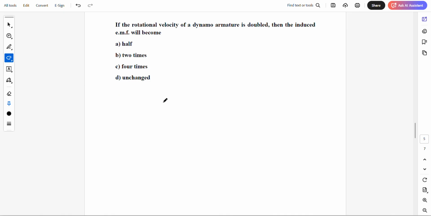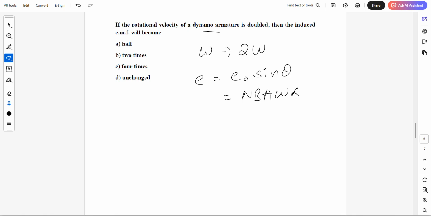We'll see. If the rotational velocity of a dynamo armature is doubled, that is, omega becomes 2 omega, then what is the value of the induced EMF? E is equal to E naught sine of theta. What is E naught? E naught is N B A omega, so E is N B A omega sine of theta. E is proportional to omega.